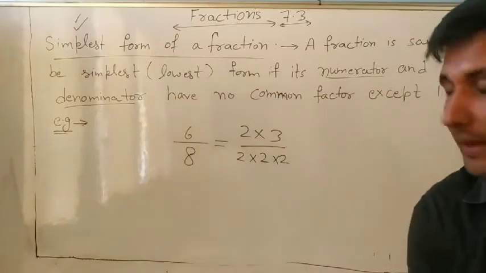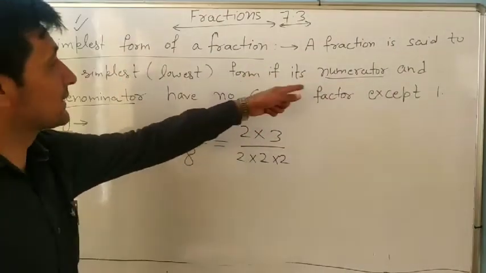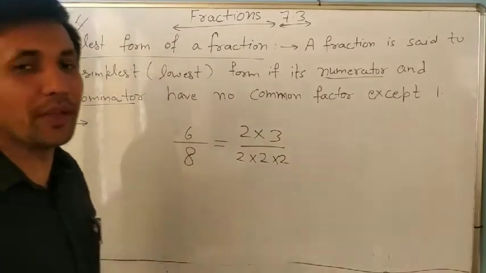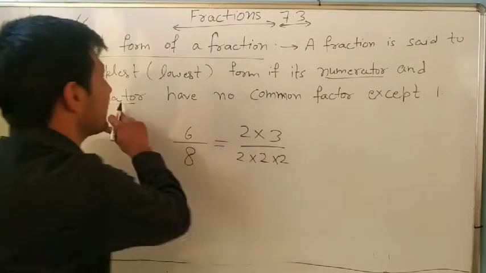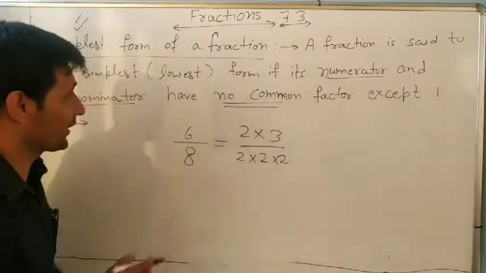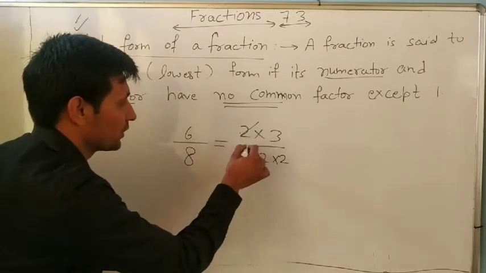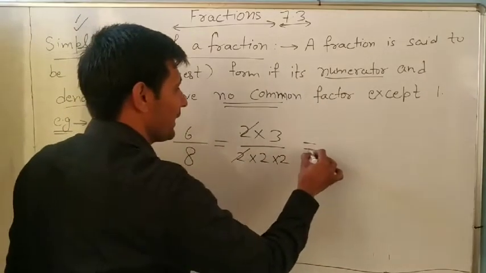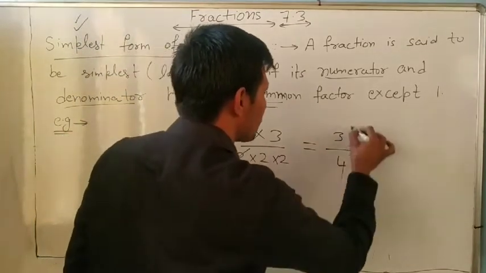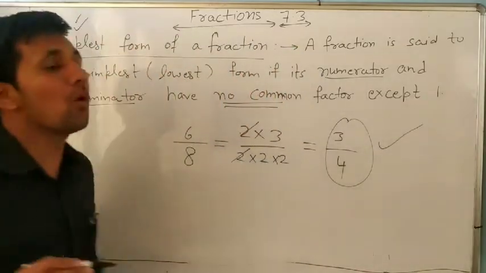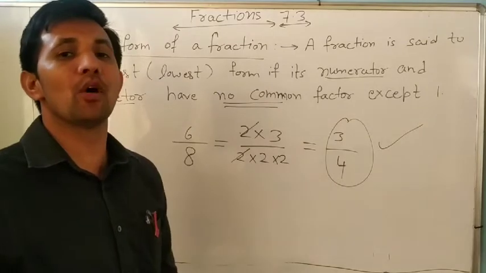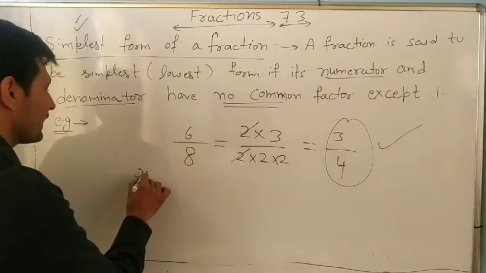A fraction is said to be in simplest form if its numerator and denominator have no common factor. But here there is a common factor. 2 is here, 2 is here. So cut this one, 2 cut by 2. So what remains? 3 divided by 2 into 2, which is 4. So it is called the simplest form of the fraction, 3 upon 4.